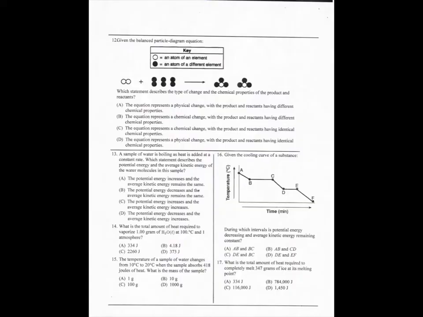All right, number 12. Given the balanced particle diagram equation, which statement describes the type of change and chemical properties of the product and reactants? So product meaning this side and reactants meaning this side. We'll elaborate more on that in a later unit. But anyway, here we have one element and another element. Two elements combining together to yield a compound. So we are producing a compound here.